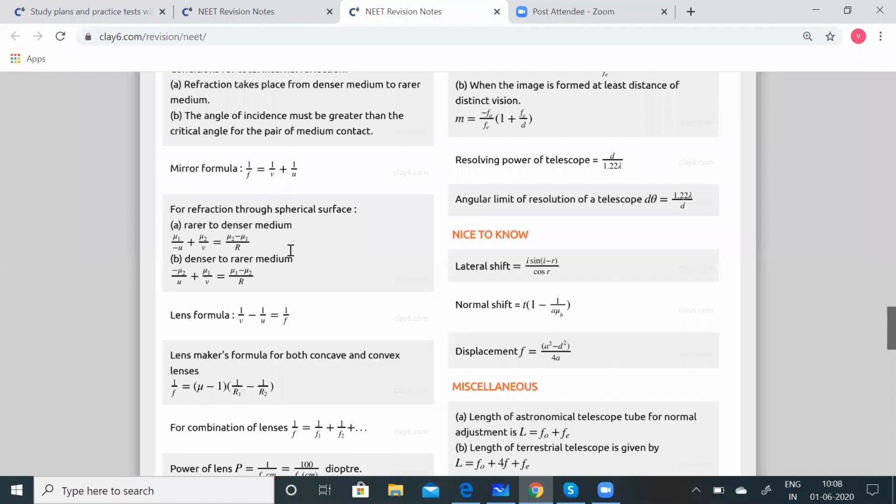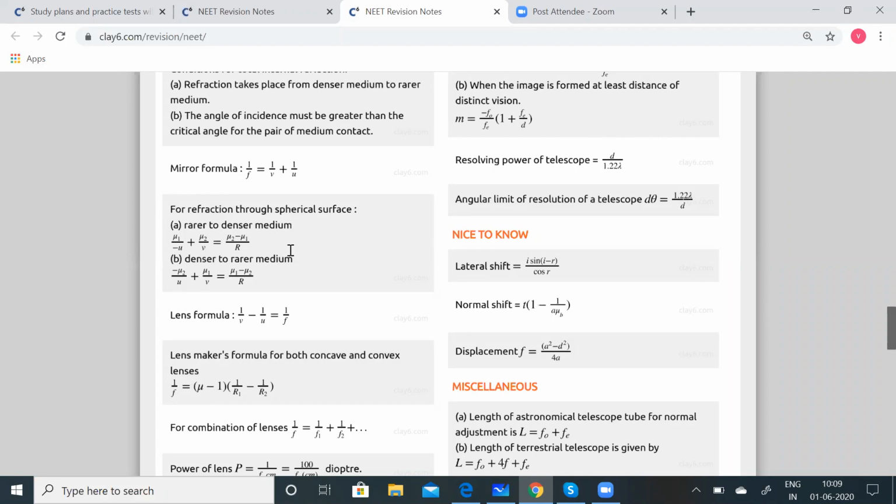In the same way, when the image is formed in the upward direction, vertically upward, for example an erect image, it is going to take a positive sign. And when it is in the downward direction, like the inverted image, it is going to take a negative sign.